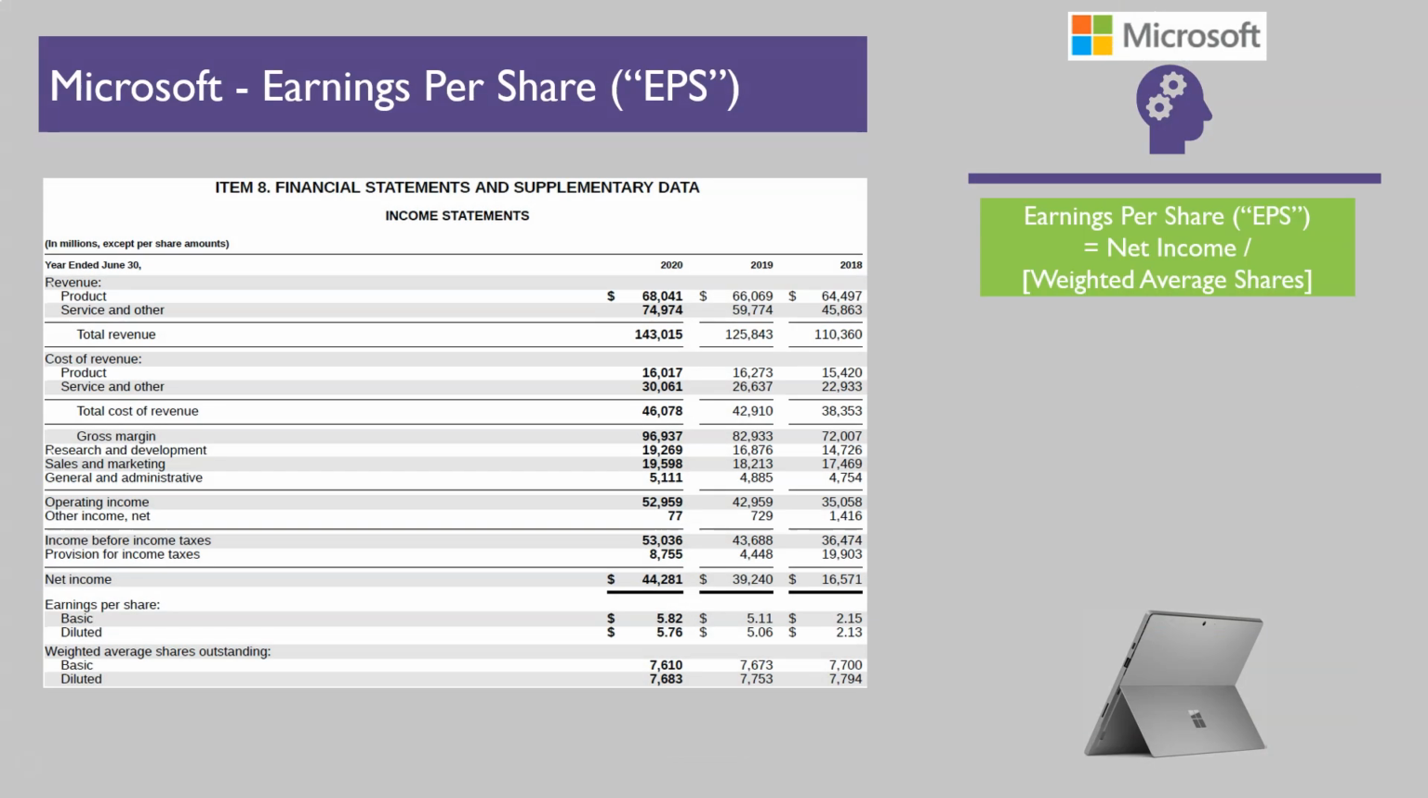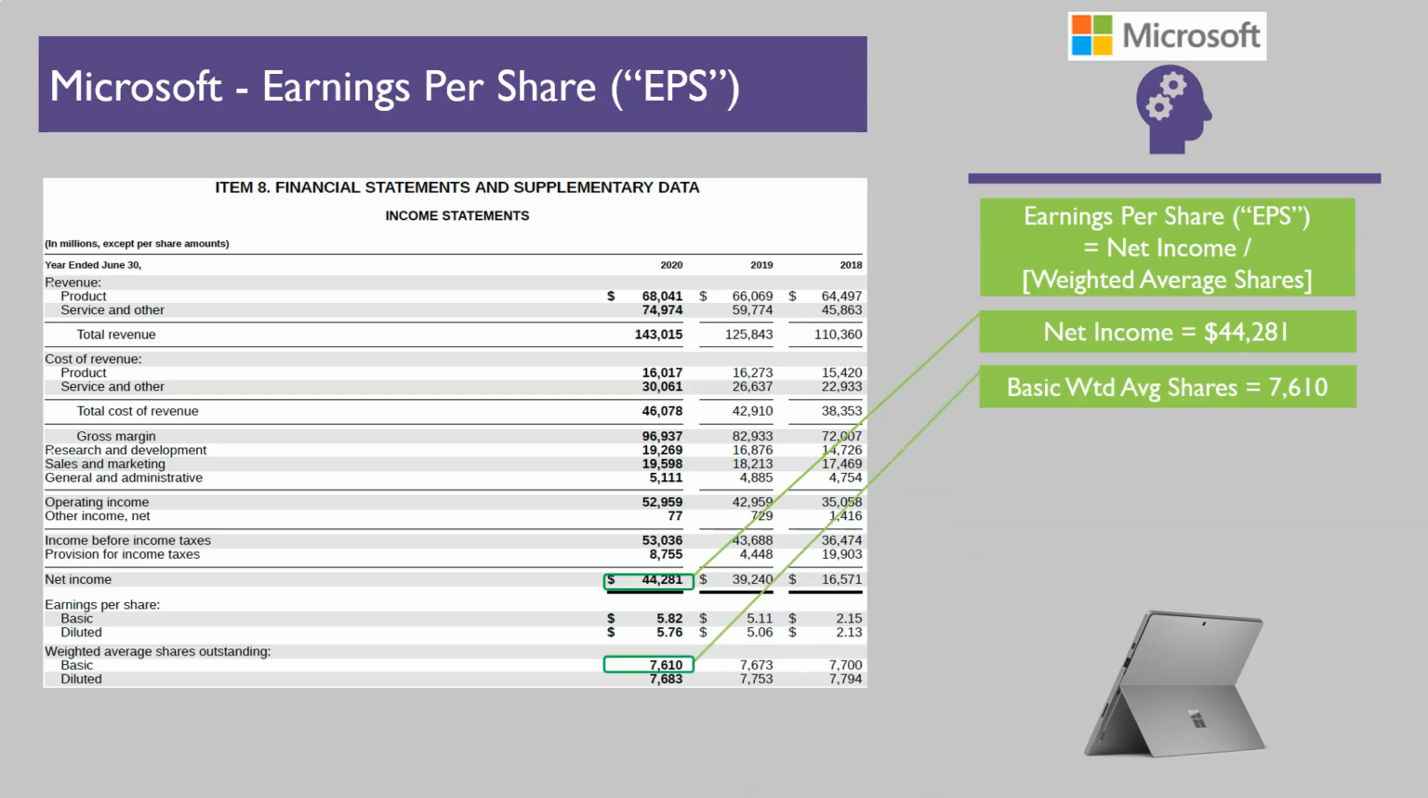Now let's calculate the EPS for Microsoft. We'll use the same formula: net income divided by the weighted average number of shares. For Microsoft, they had net income of $44.3 billion for the year. And then they had basic weighted average shares of 7,610. They then had diluted weighted average shares of 7,683.